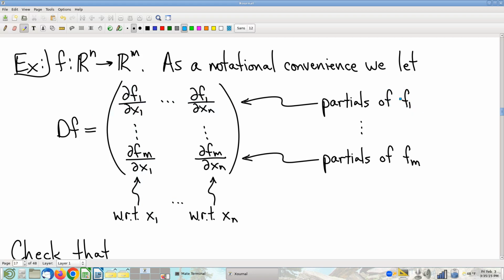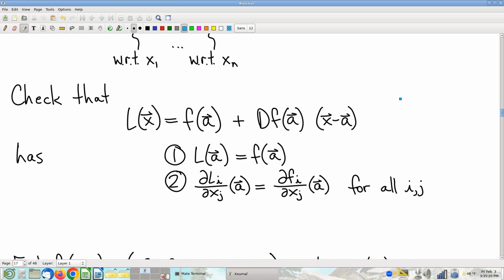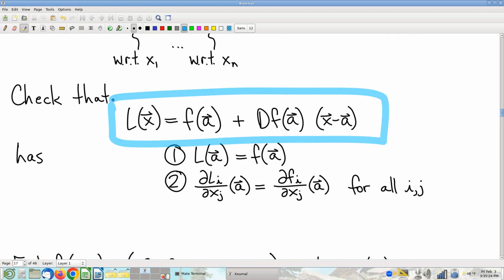Okay. Now, with that notation set up, here's our linear approximation for vector-valued multivariable functions. Notice it looks an awful lot like our previous linear approximations: a constant term plus something times x minus a. Structurally, it looks just like the previous formulas. The difference is that now this is a matrix that we're multiplying by x minus a. It's not just a vector that we're dotting with x minus a.